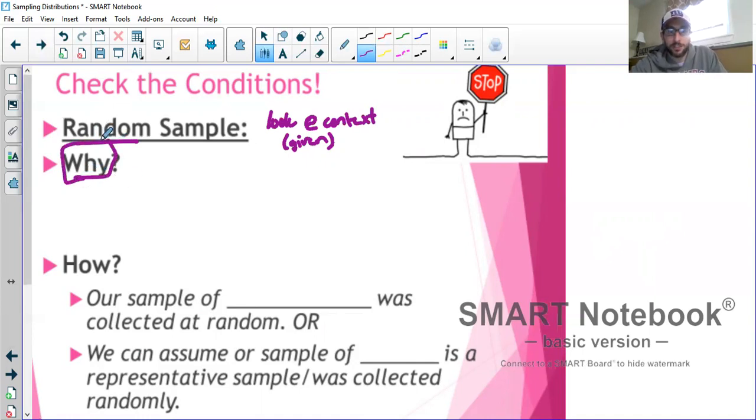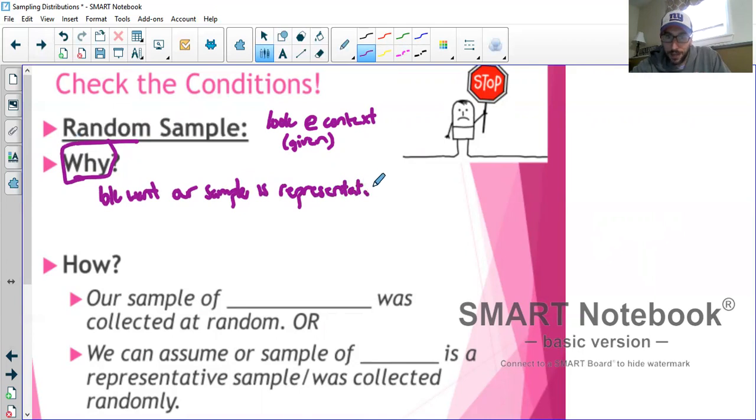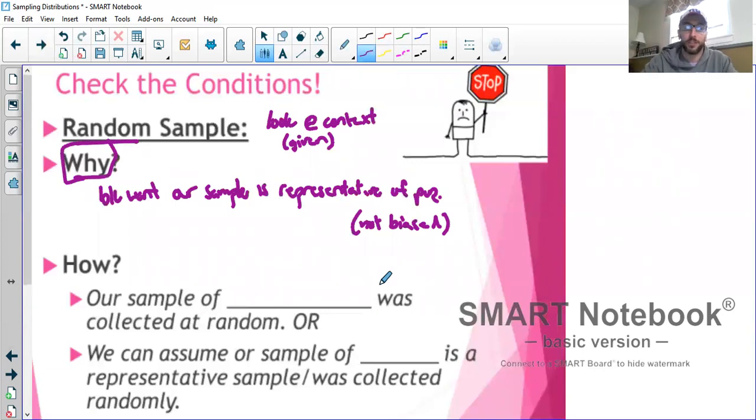And why we want a random sample is because we want to feel confident that our sample is representative of the population, or in other words, it's not biased. And typically, of course, a random sample could lead to some bias, but on average, random samples do a pretty decent job of avoiding over or underrepresenting any particular group. So that's why we want a random sample, so we feel like we have reliable, representative data.